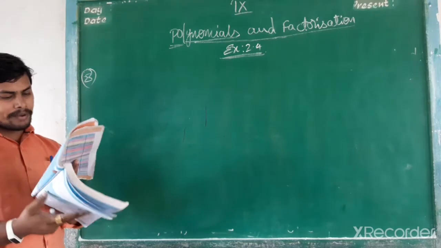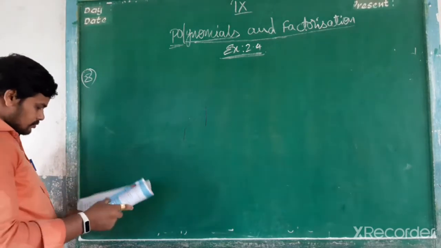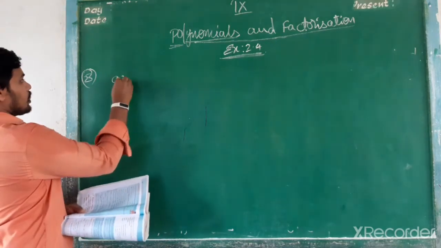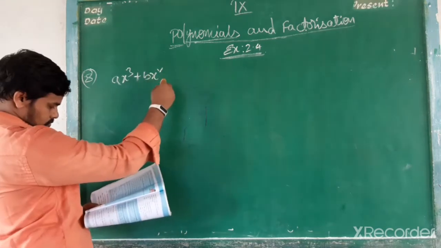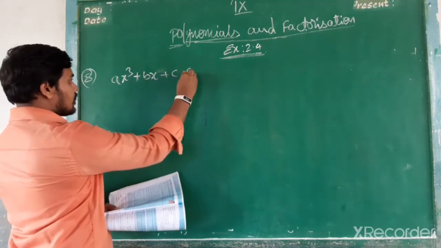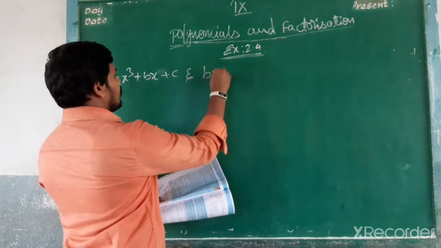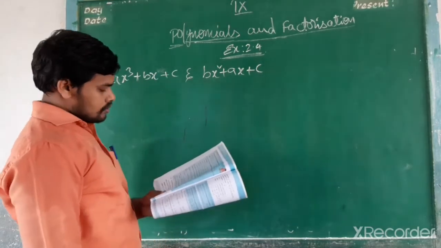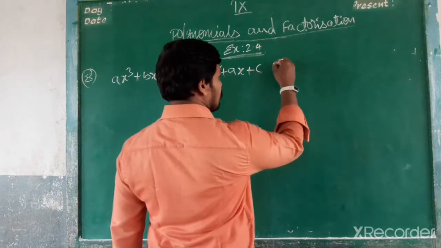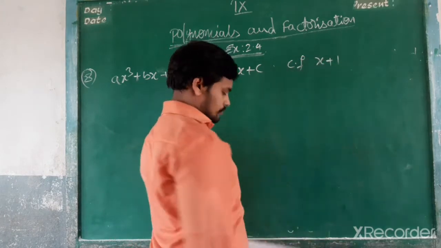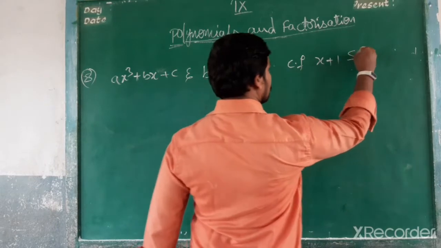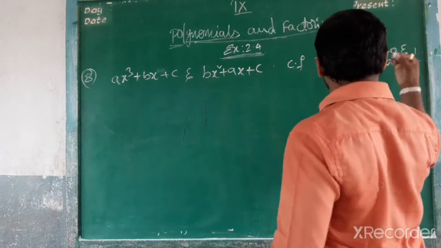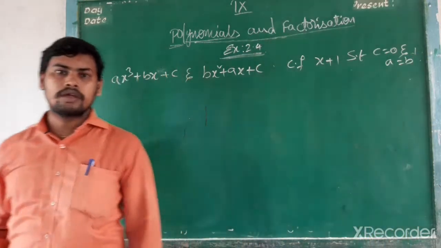If ax cube plus bx square plus cx plus d... If ax square plus bx plus c and bx square plus ax plus c have a common factor x plus 1, then show that c equal to 0 and a equal to b.